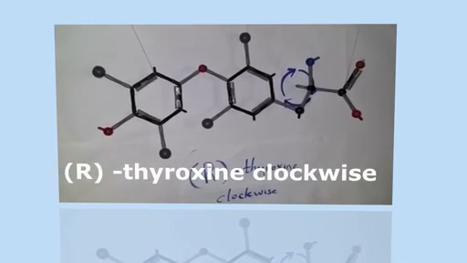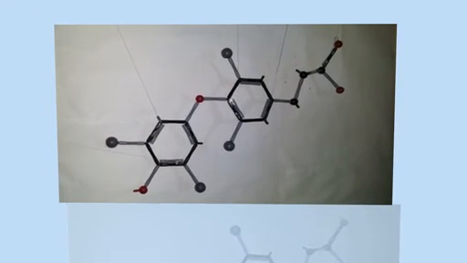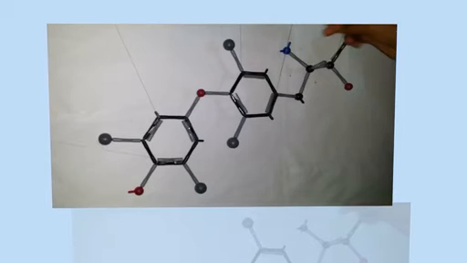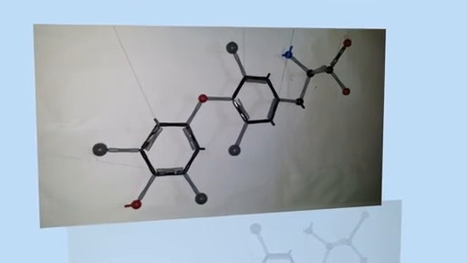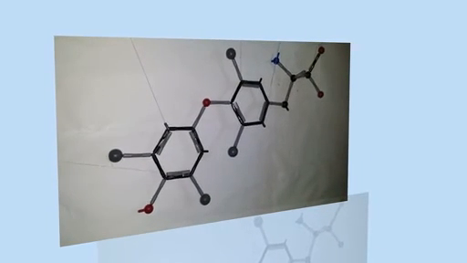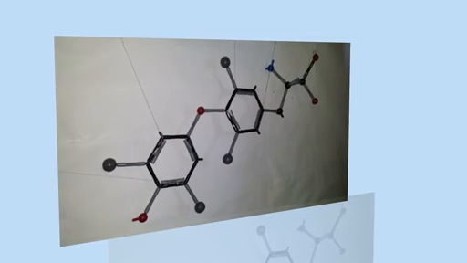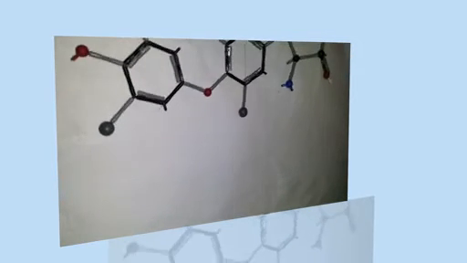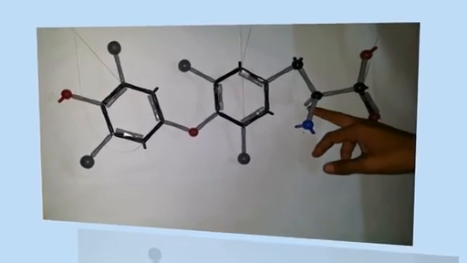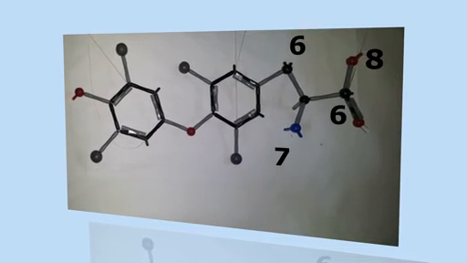This is R-thyroxine, clockwise. This is the second isomer for the thyroxine drug. You'll note here the hydrogen atom is in front and the amino group in back. As we determine the configuration, here is the first one, second one, third one, this fourth one. But because the hydrogen atom is in front, we first make a shift for our molecule. Now it's easy for us to determine, because this is the lowest atomic number. So this is the first, the second, the third, which would be anticlockwise.